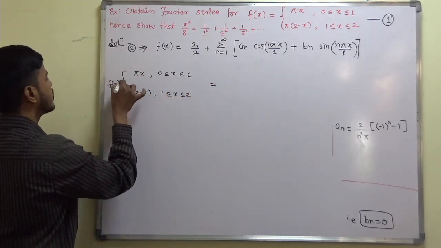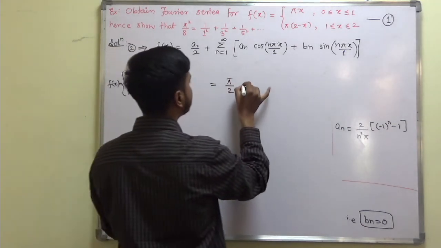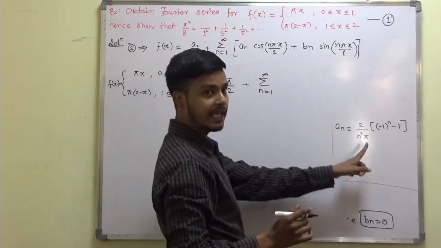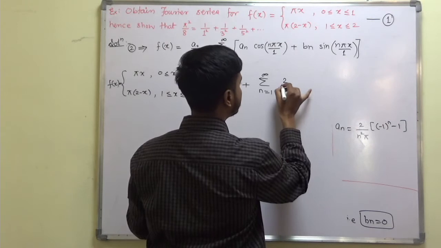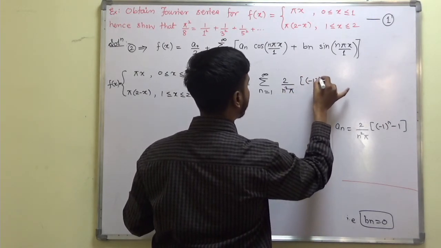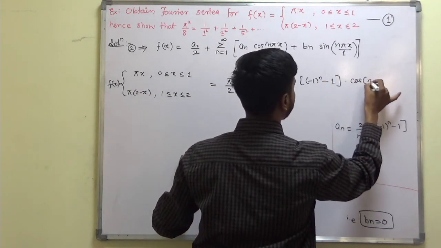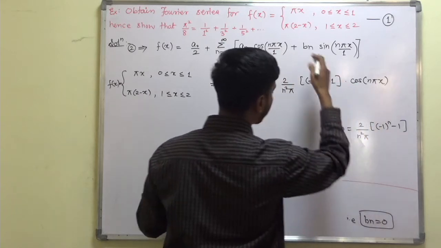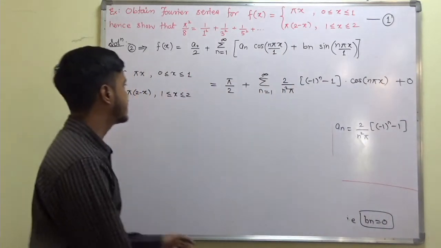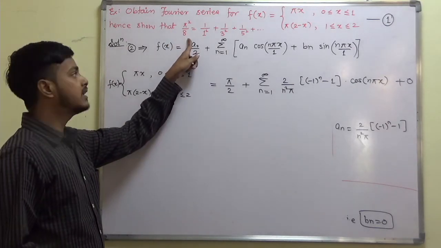f of x equal to this, a0 is my pi, so this is pi by 2, plus summation n is equal to 1 to infinity. What is an? An is this, so this is 2 by n square pi into minus 1 to the power n minus 1 into cos n pi x, and we have bn 0, so no need to write anything, 0 into anything is 0.